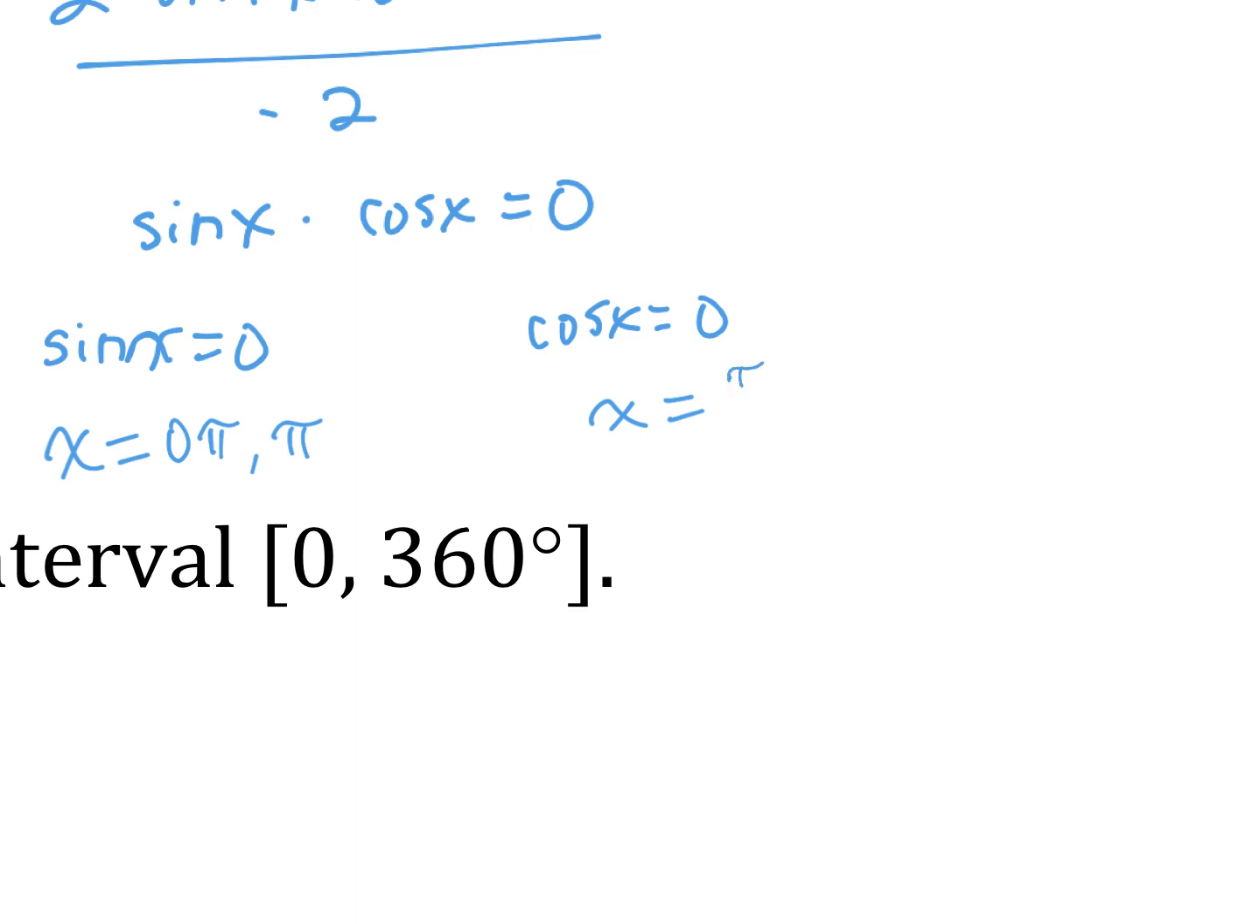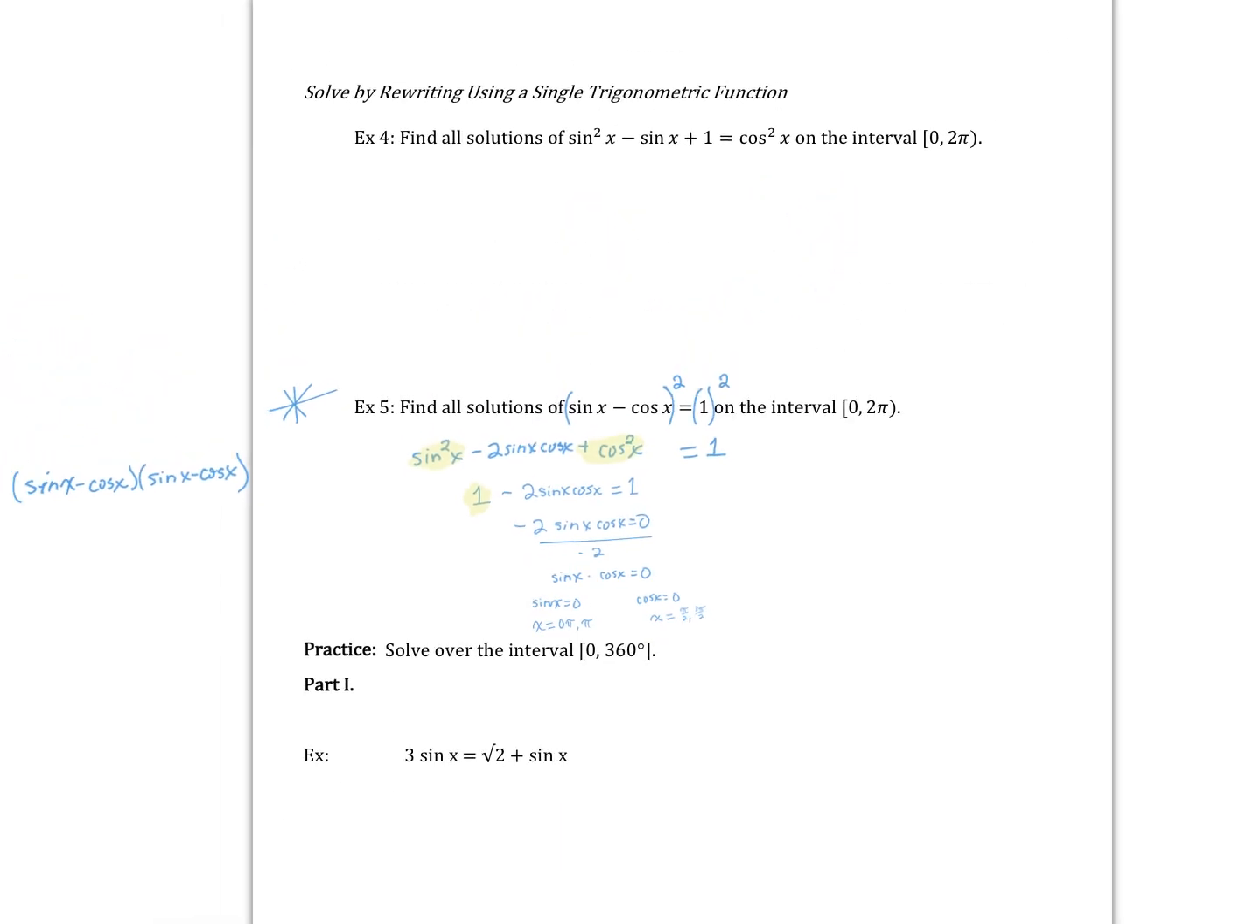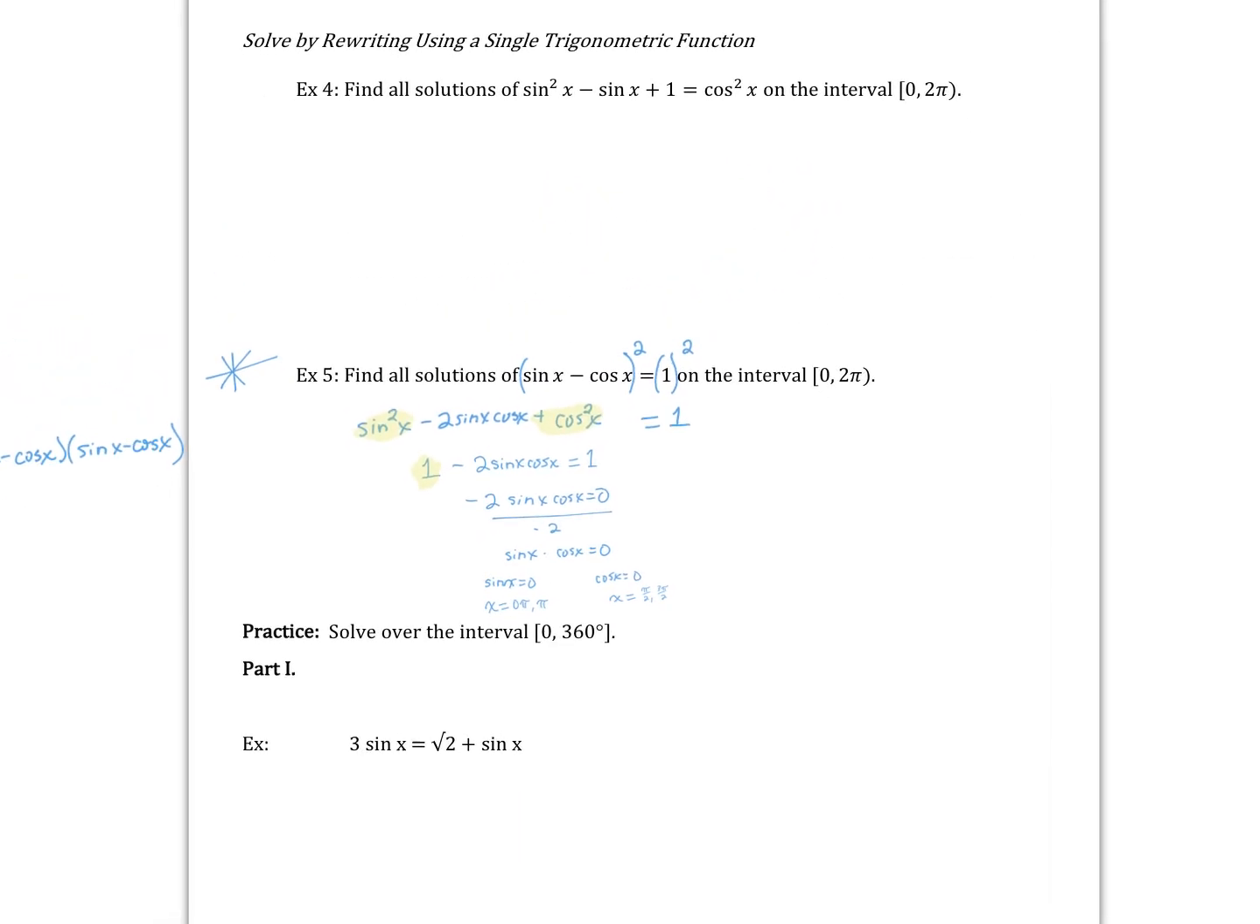Yep, pi over 2, and where else? 3 pi. There you go, 3 pi over 2. Hopefully you're seeing the connections too, between when you find one value and thinking about where you're going to look for that second value in most instances, because you should be thinking common reference angles there. Okay, so a little bit of a trick on that one.